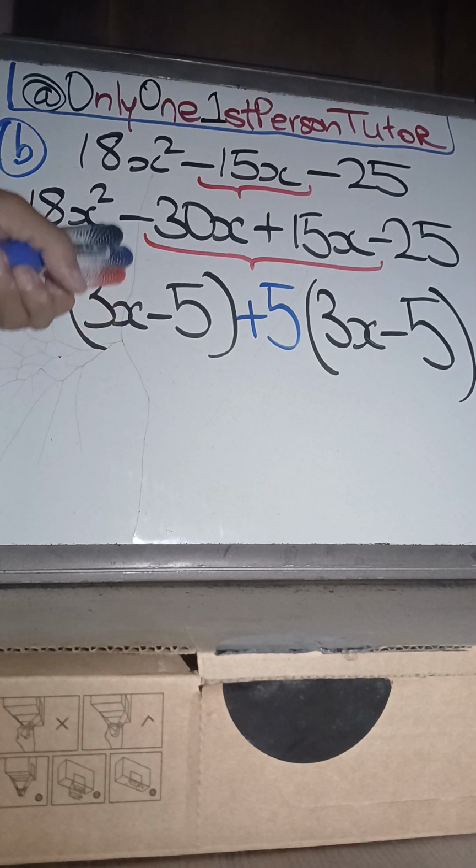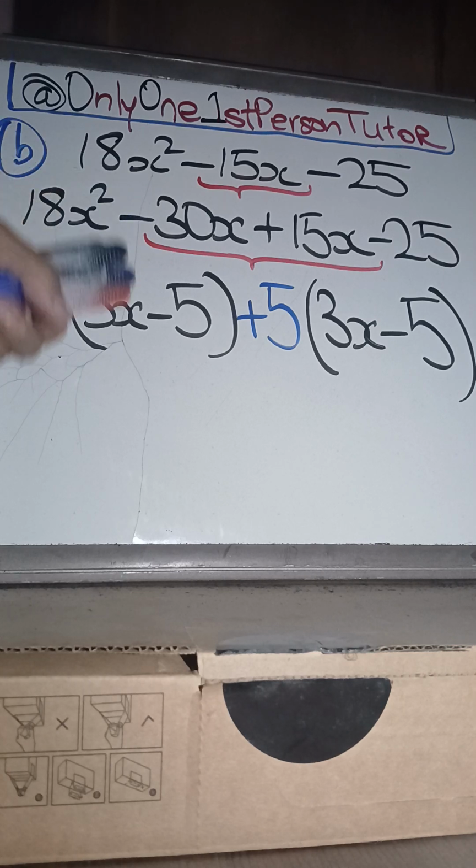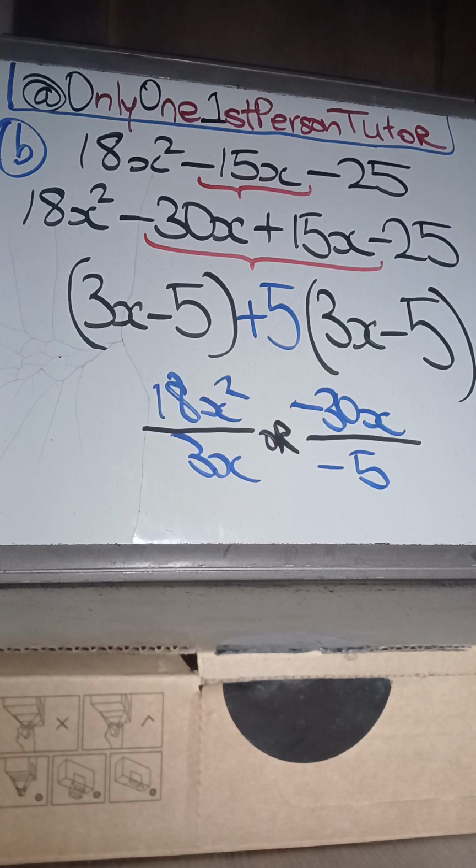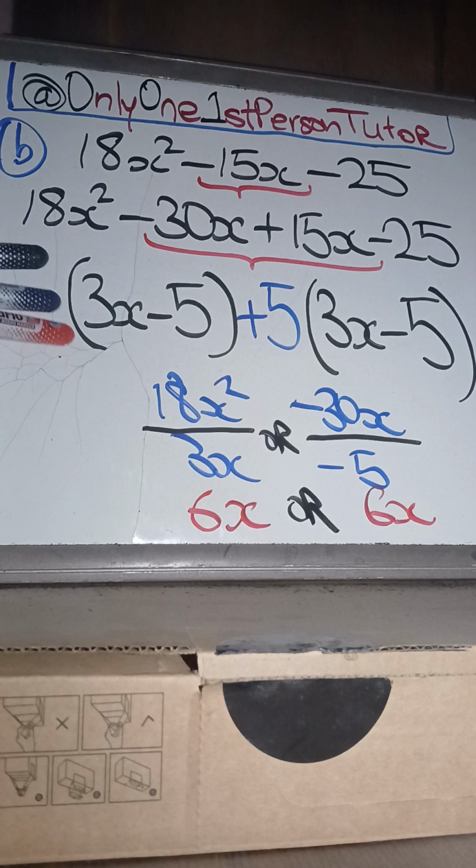Now if you want to even do it with the minus 30x over minus 5, you'll still get the plus 6x out here. So whether you do it with the 18x squared over 3x or the minus 30x over minus 5, either way your answer is going to be 6x. So that right here is going to go right over here.